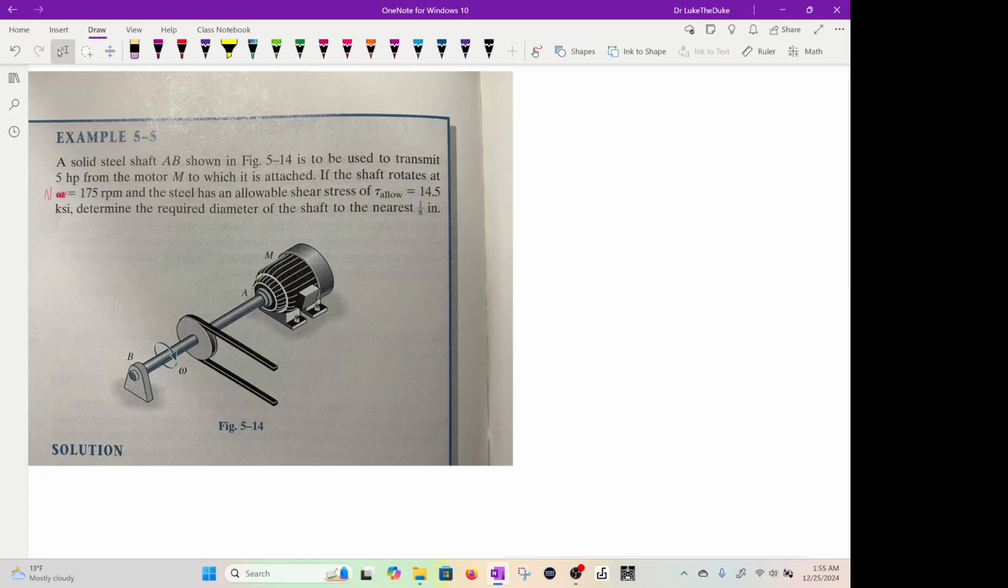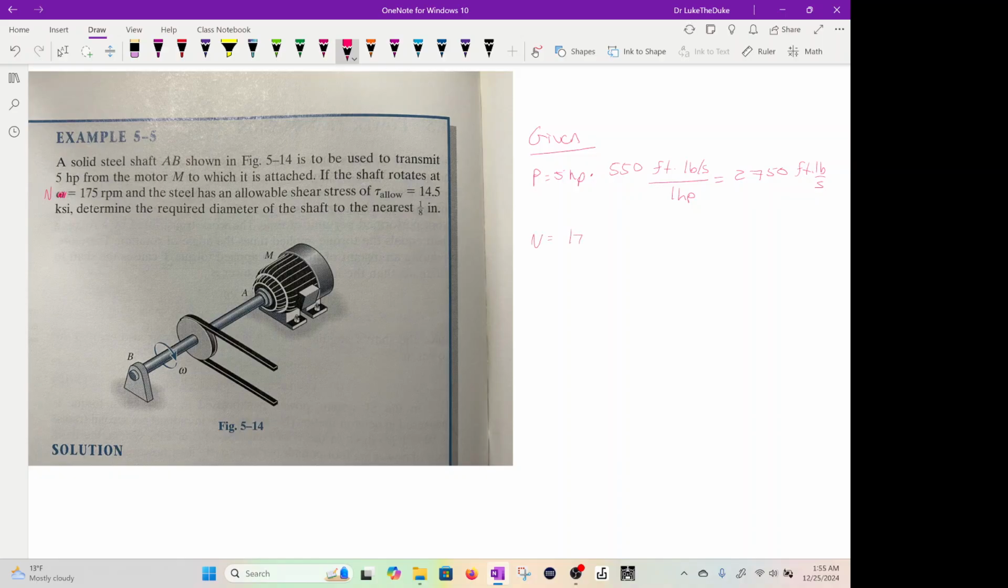All right, so let's do this. Given, we have power, which is 5 horsepower, and we're going to convert that. There's 550 foot-pound per second in 1 horsepower. So we get 2750 foot-pound per second.